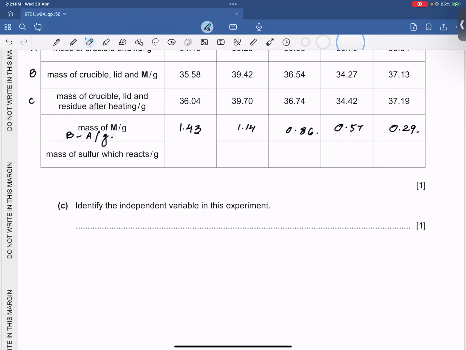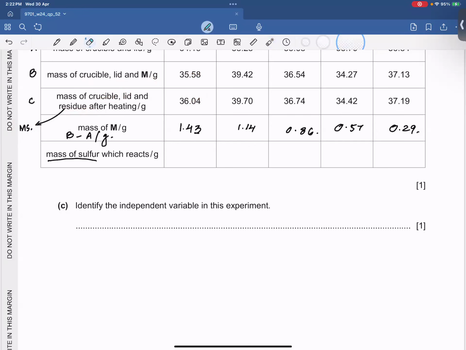Mass of sulfur after heating, okay. ये जो residue है आपके पास, this residue is basically metal sulfide. So in order to calculate the mass of sulfur, if I subtract these two values, I'll get the mass of sulfur, because this is mass of crucible, lead and M. This is mass of crucible, lead and residue, and this residue contains metal and sulfur both. So if I subtract these two values, I'll get mass of sulfur, which reacts with metal M.